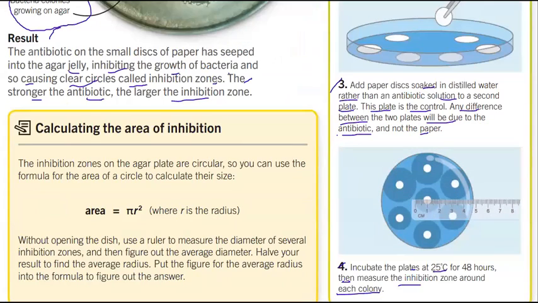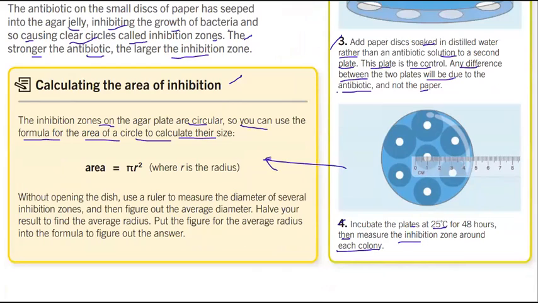How will you calculate the area of inhibition? Let us see. The inhibition zones on the agar plate are circular, and so you can use the formula for the area of a circle to calculate the size of this. The area is equal to pi r squared is the formula, where r is the radius.